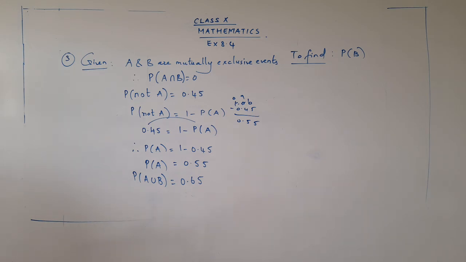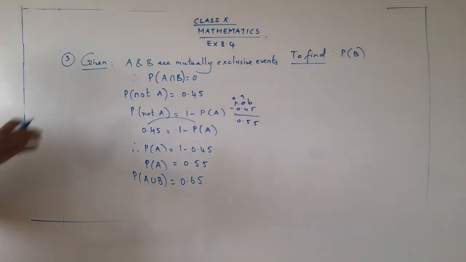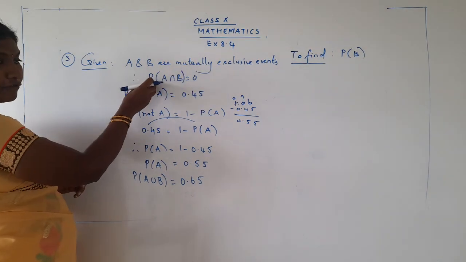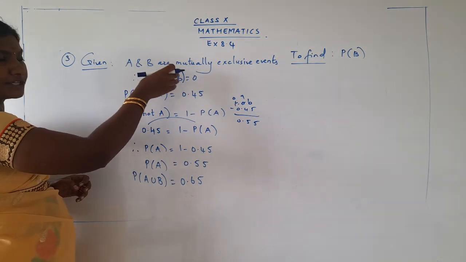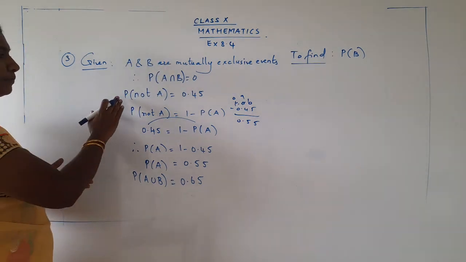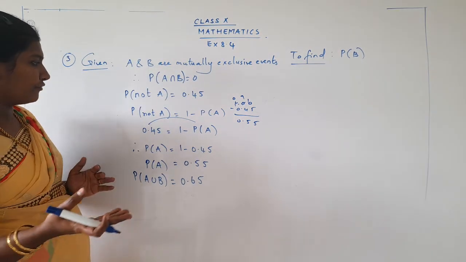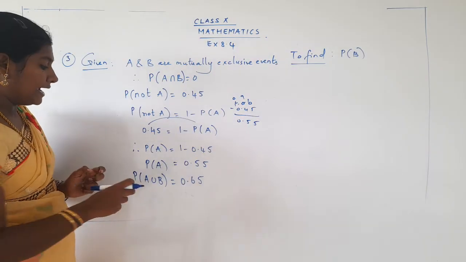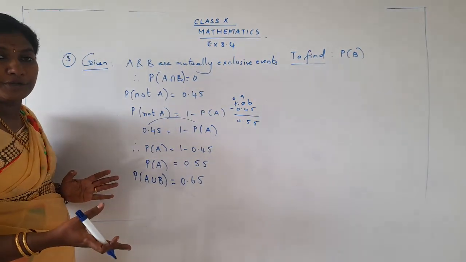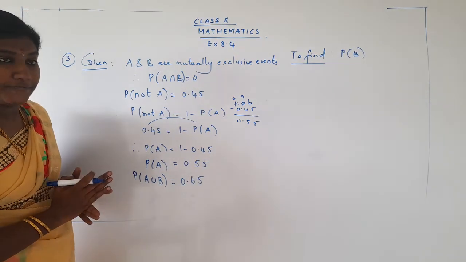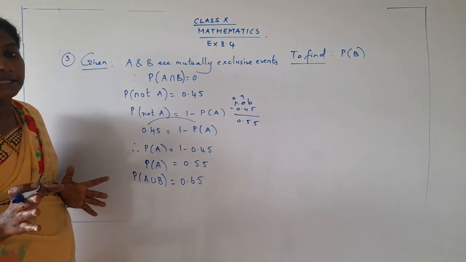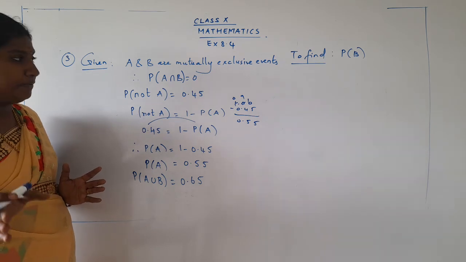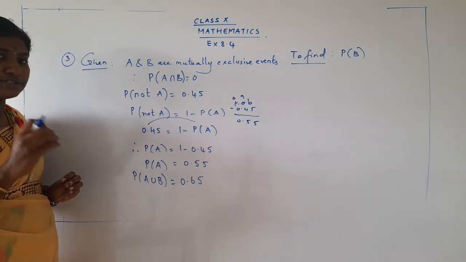Have you taken out, children? So what was given to us? A and B are mutually exclusive. So we have found this step. P of A intersection B is equal to 0. We know P of not A is equal to 0.45. So from this step we get P of A is equal to 0.55. And also we know the value for P of A union B, which is equal to 0.65. Now what is the thing that you have to find out here?